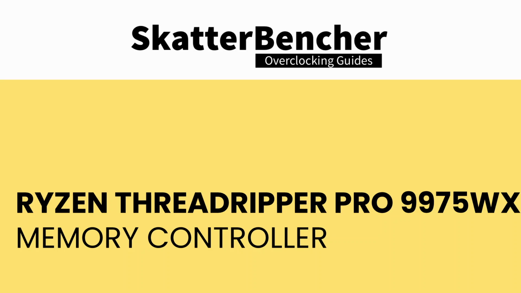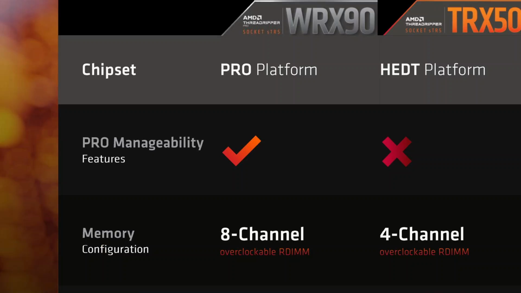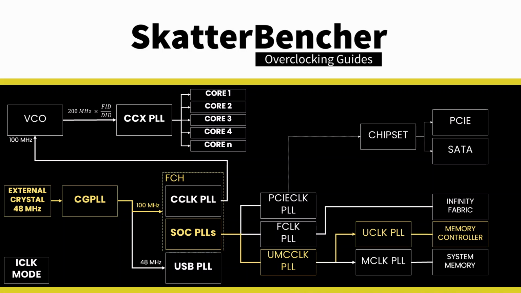AMD Shimada Peak has 4 or 8 DDR5 unified memory controllers, depending on whether you're using a Pro or a non-Pro chip. Each memory controller provides 2 32-bit memory channels. The Unified Memory Controller Frequency, or U-clock, is derived from the UMC clock, one of the SoC PLLs. The memory controller frequency is tied directly to the system memory frequency.